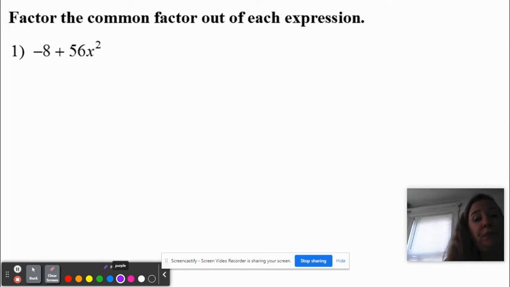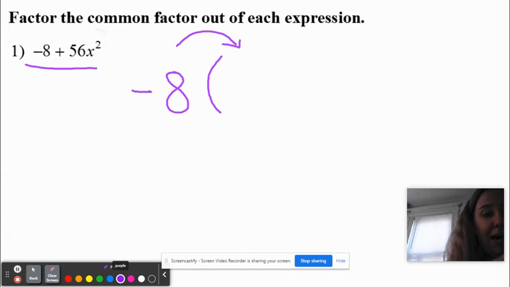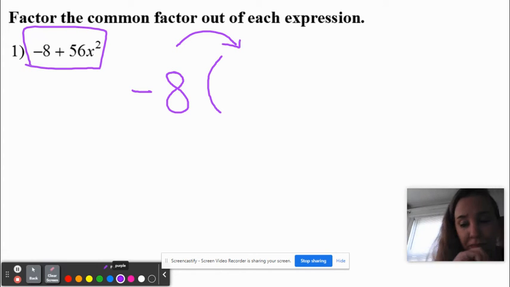So you're going to basically pull an 8 out, right? But since the leading term is negative, it's good math manners to pull a negative 8 out, right? And then you have to ask yourself, if I were distributing and trying to land back here, negative 8 times what is negative 8? That's a pretty straightforward one. Negative 8 times 1 is negative 8.